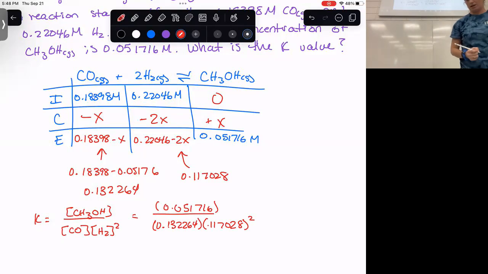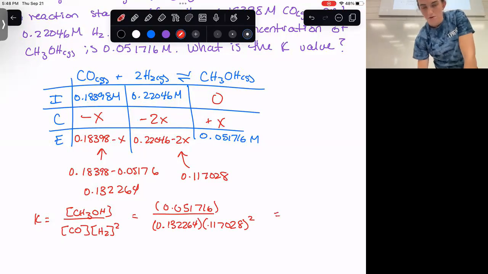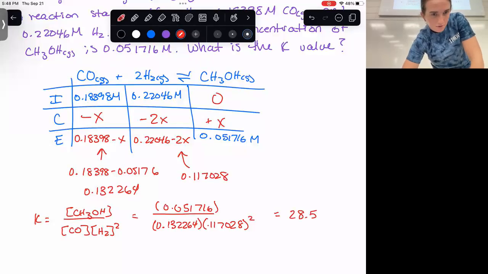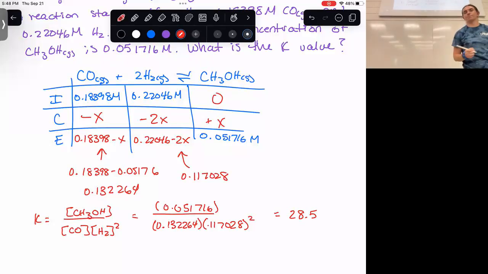Did someone get a value for K? Yep, I have 28.6, so very similar. Any questions on how we're going to do that one?